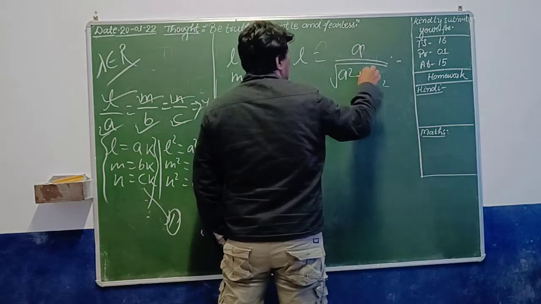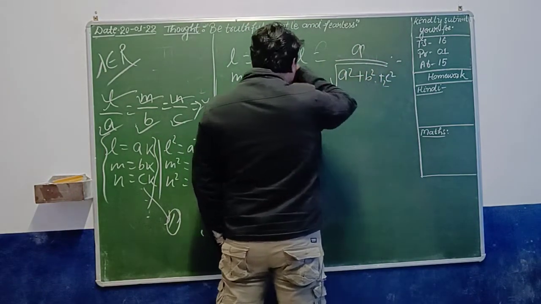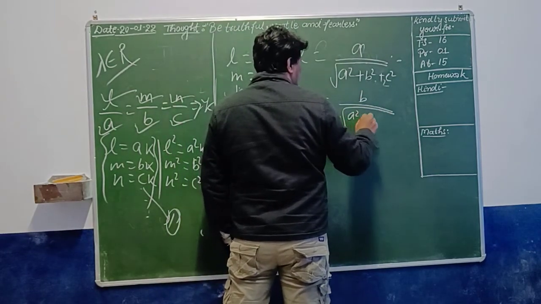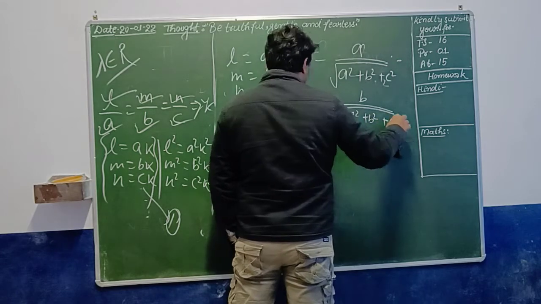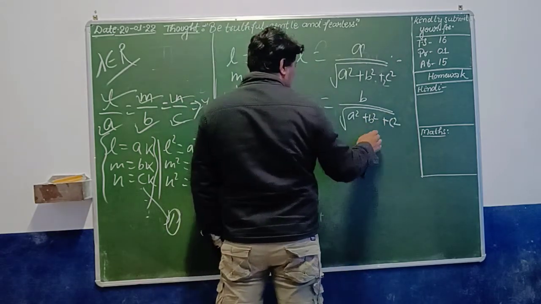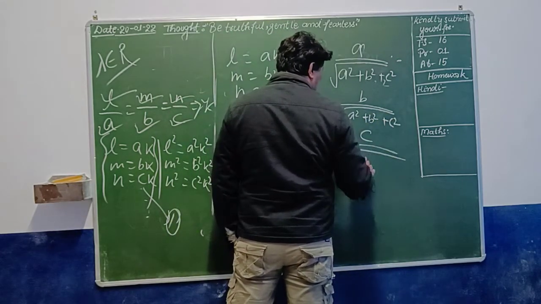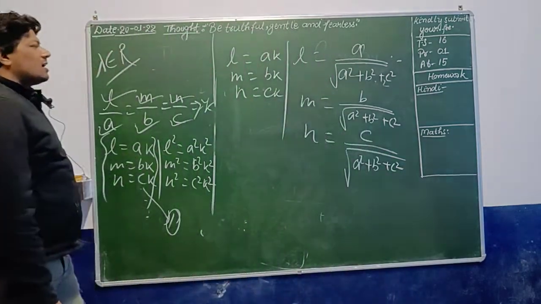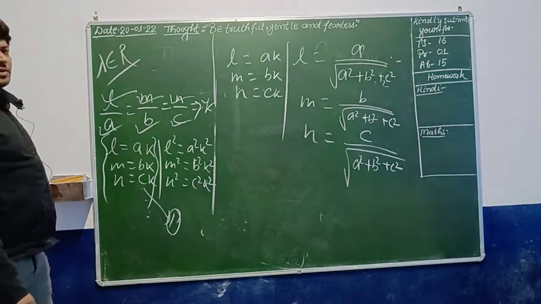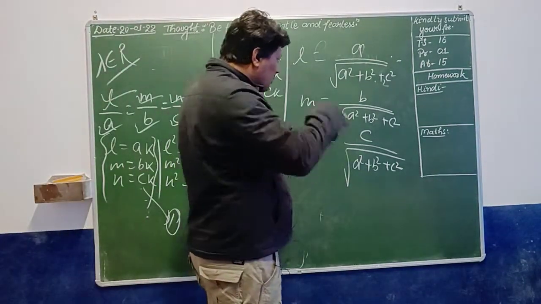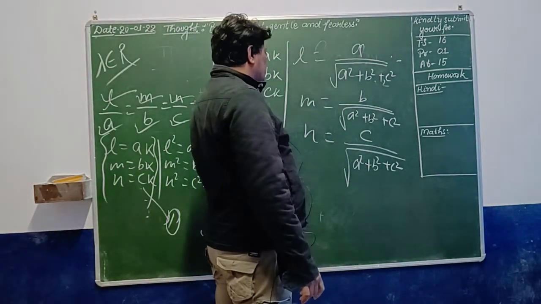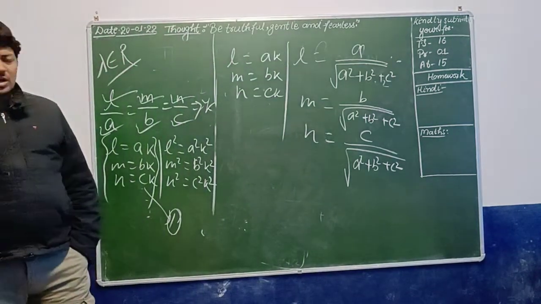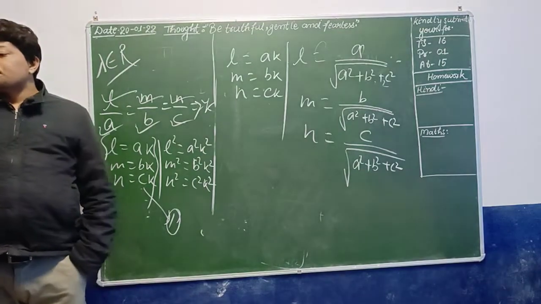Root A square plus B square plus C square. You will get l equal to A upon root A square plus B square plus C square, m equal to B upon root A square plus B square plus C square, and n is equal to C upon root A square plus B square plus C square. Is it clear?